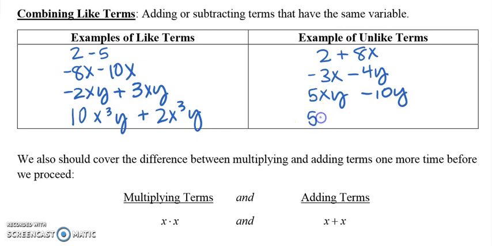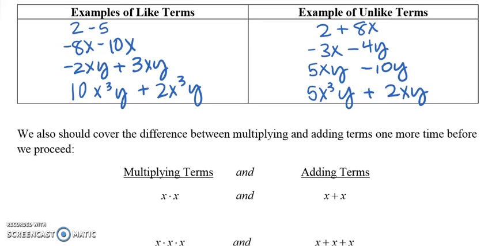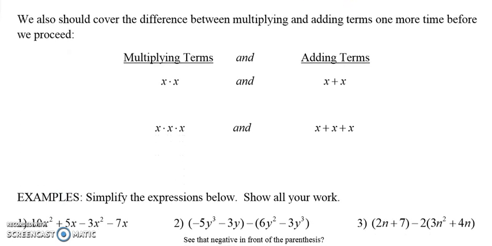And then last but not least, you have 5x cubed y plus 2xy. You might think you could do that, but you can't because this one has a 3 as an exponent and this doesn't have anything at all. Okay? So those are like terms and unlike terms. And we got to know that first.